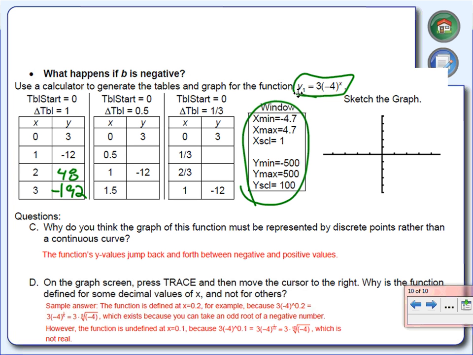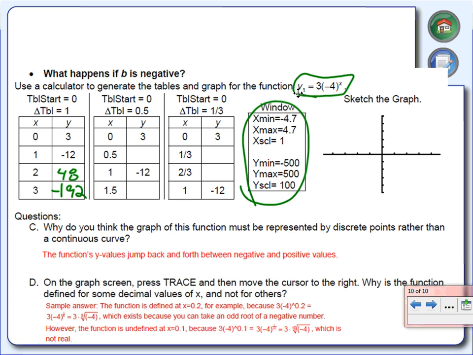So, we talked about this the other day. In order to be an exponential, these y values have got to continuously get smaller, smaller, smaller, or they've got to continuously get bigger, bigger, bigger. And that's not what's happening here. Okay, so that's why you see a bunch of dots, some up, some down. And that's because of that negative b value.